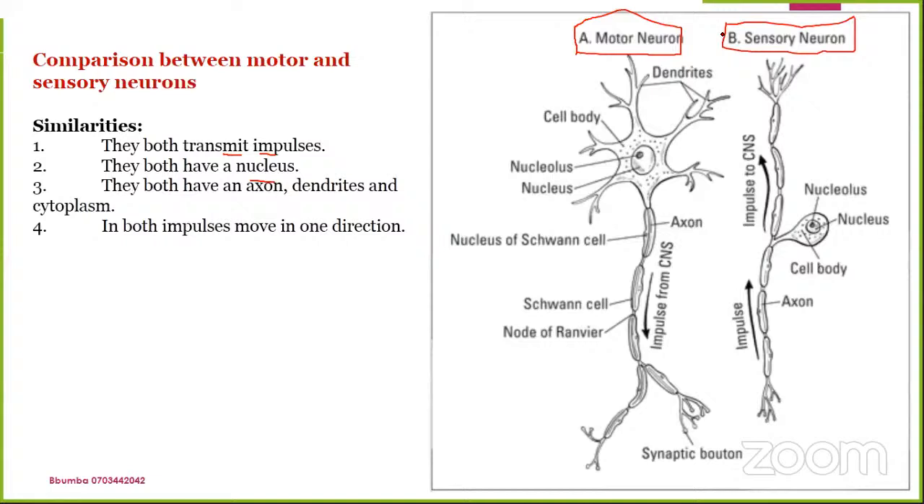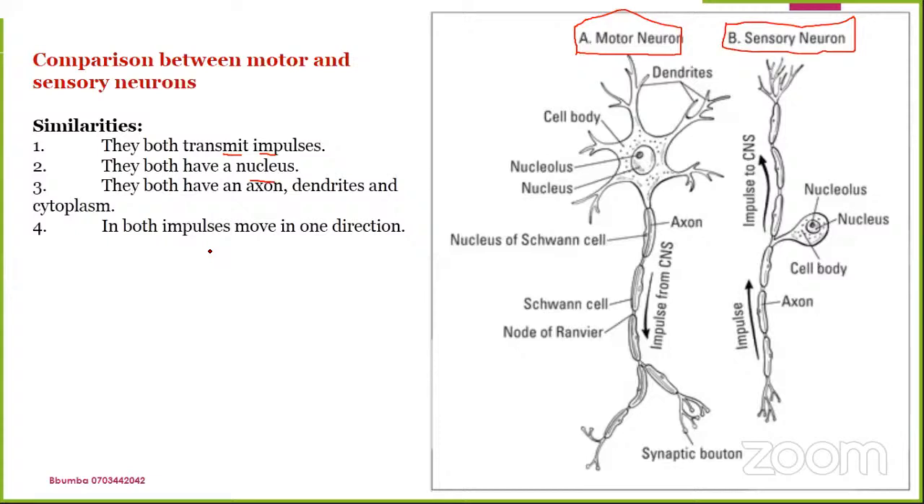Similarities. I think you're going to give me the differences. So we are having similarities. They both contain a nucleus. So you can say nucleus here and a nucleus here. They both move impulses in one direction. Now, this motor neuron transmits impulses towards the effector organs, but the sensory neuron transports impulses to the central nervous system, that is the brain and spinal cord.